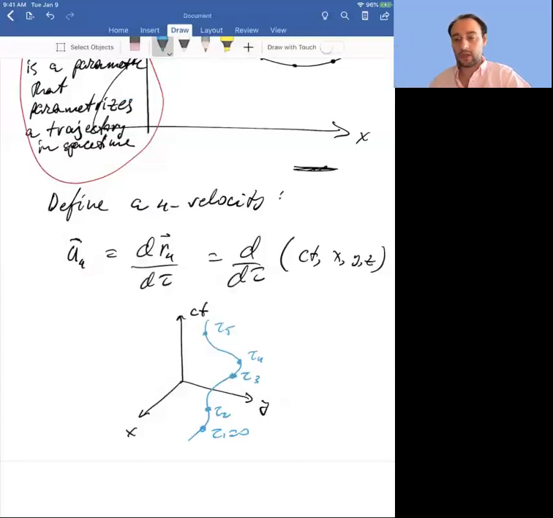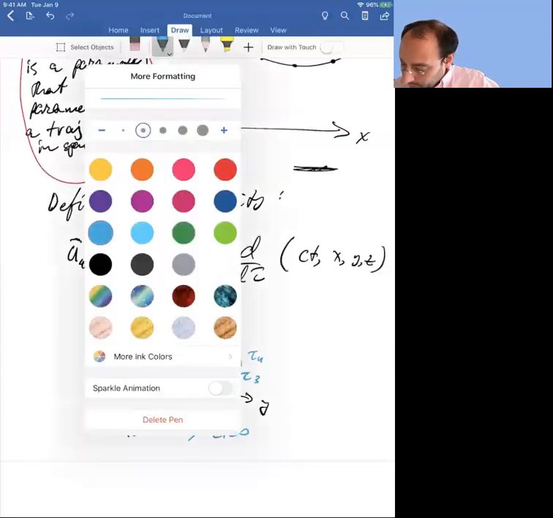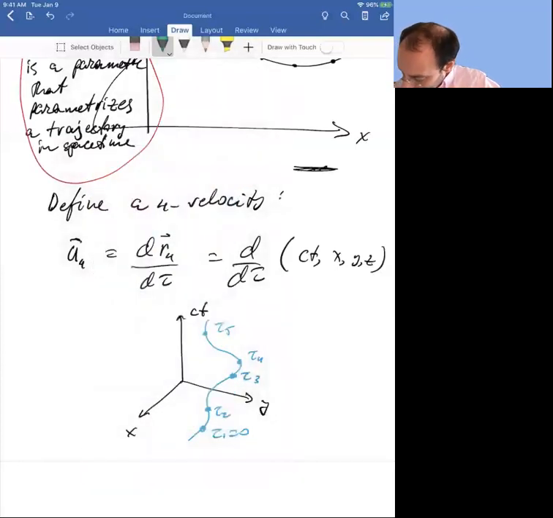Remember, we discussed that a trajectory in space-time is called a world line, and so its four velocity is tangent. Here it's smaller, here it's larger. It's tangent to the world line. So this is the four velocity, something like that.